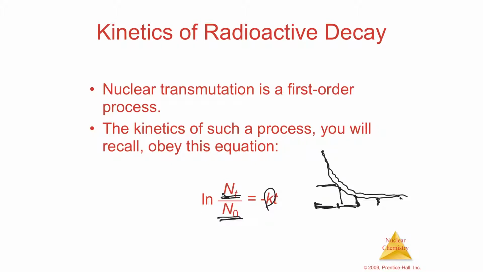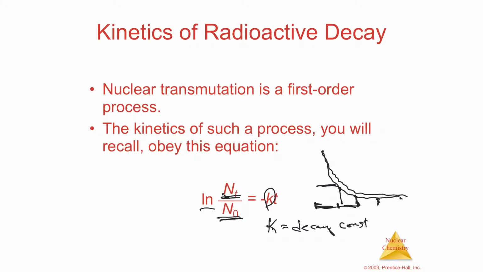And the ln, that's the natural log, is a button on your calculator. The natural log of the amount of radioactive nuclei at whatever time you're talking about divided by what you started with is going to be equal to negative kt. That k, that's how you're solving for k, is called the decay constant. So how fast is it decaying?